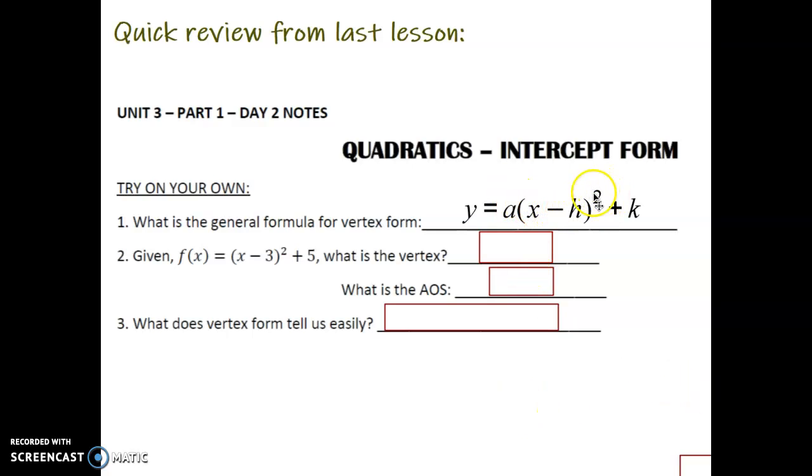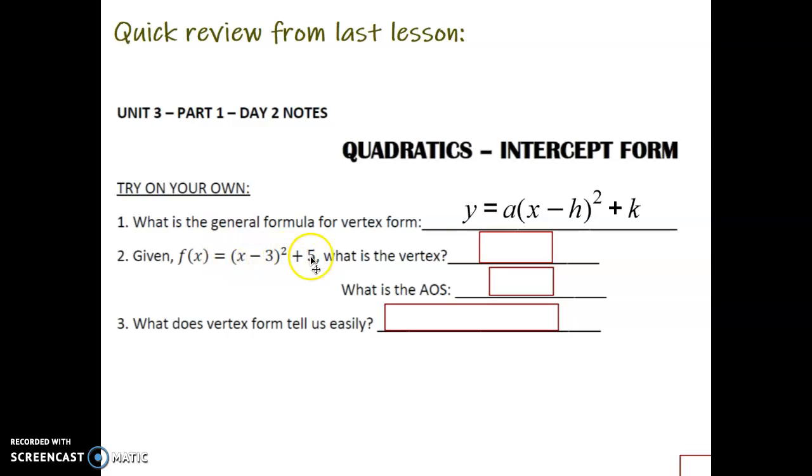A(x minus h), don't forget your squared, plus k. So in general form, you have to have the squared outside the parentheses. Remember, for it to be a quadratic, there has to be an x squared term, and we're going to get our x squared term by FOILing this out.